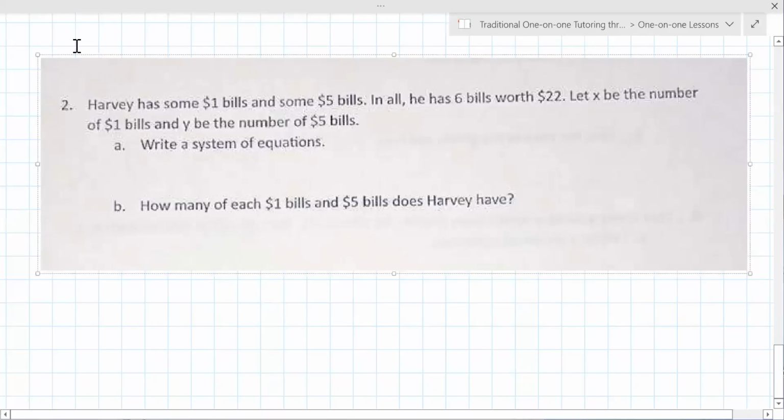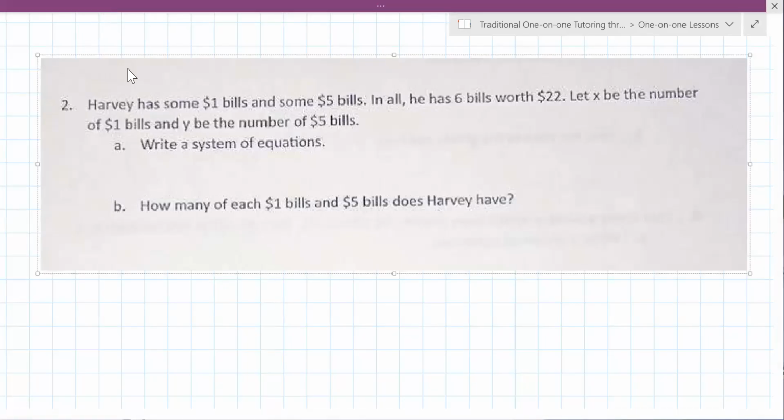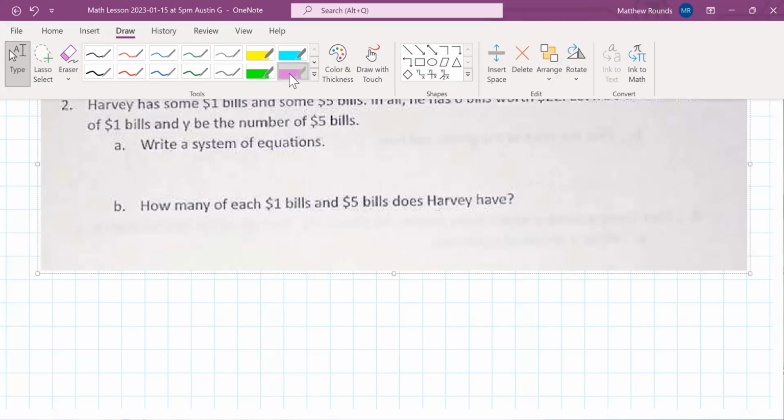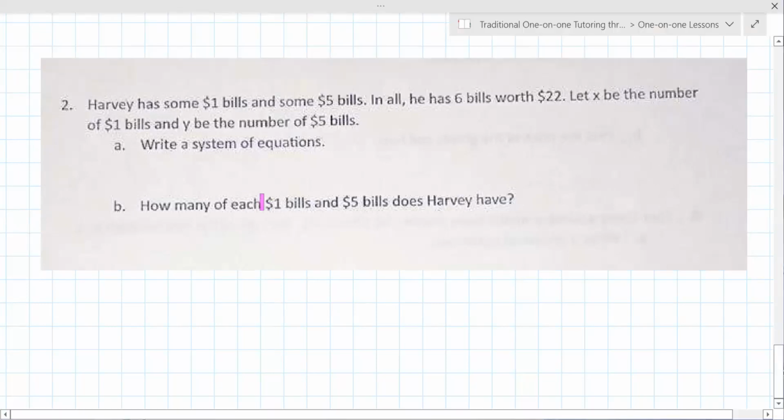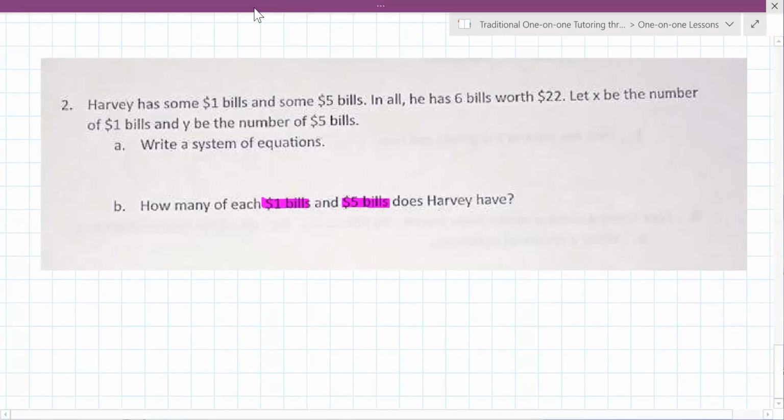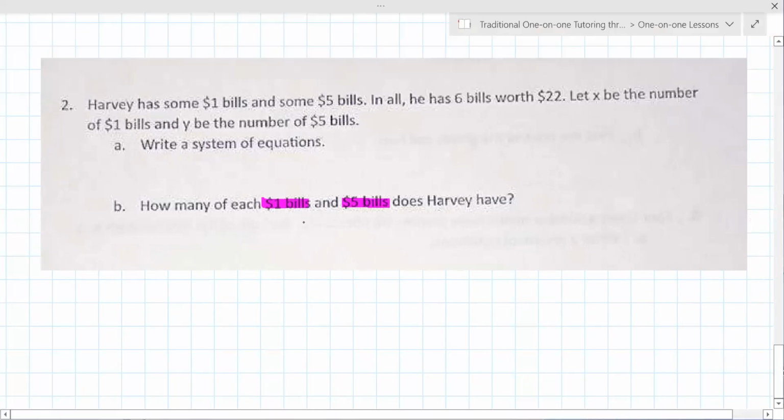I alluded to this in problem A. If you're ever unsure what the variables are, they always ask you for the variables. How many $1 bills and how many $5 bills? Those are your two variables. And it really does help because you know what you're looking for. It's the number of $5 bills. So now we'll go back and read.